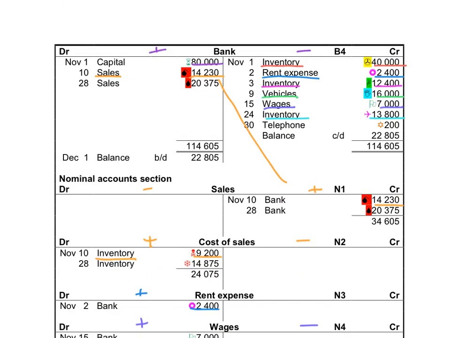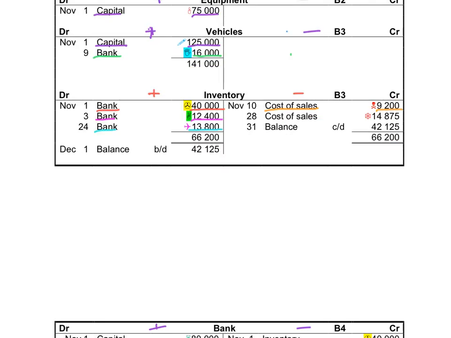The bank account is debited to increase the money in the bank, and we will credit the sales account to increase the income on the credit side. The second double entry will appear in our cost of sales account. I will indicate that the expense increases with the amount for cost of sales, and the inventory account will be credited to reduce the amount of inventory with the cost price of the goods that was sold.